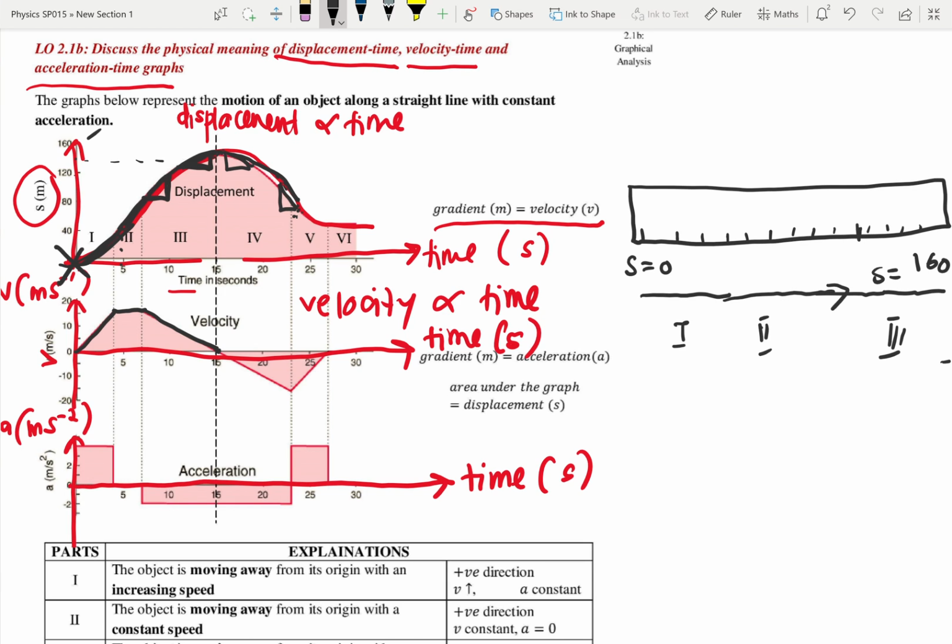120 is in this area, right? So that means the object moves in the opposite direction, or we can say it moves to the left. Am I right? Move to the left.